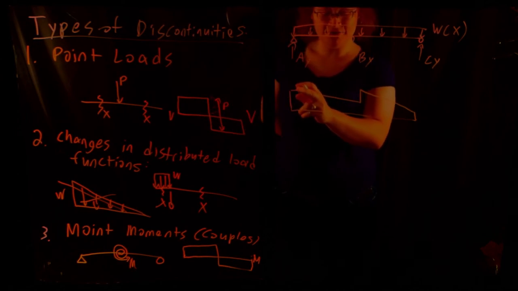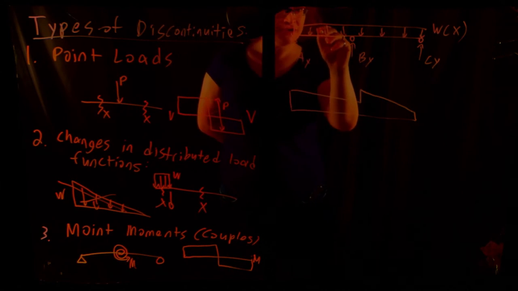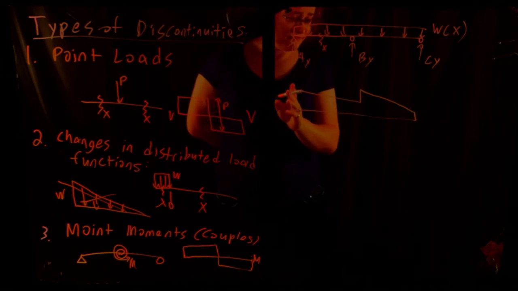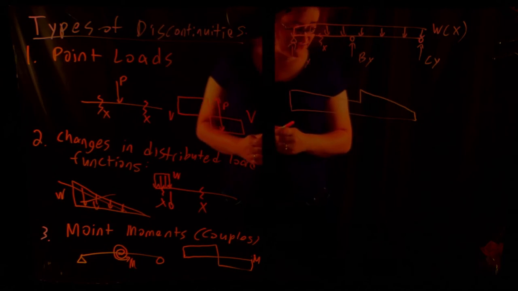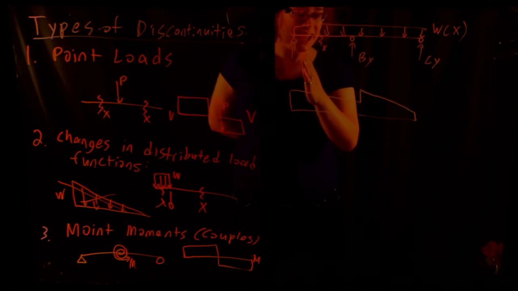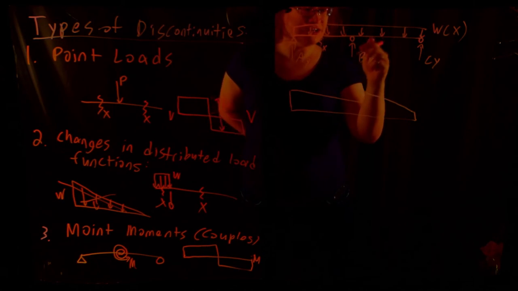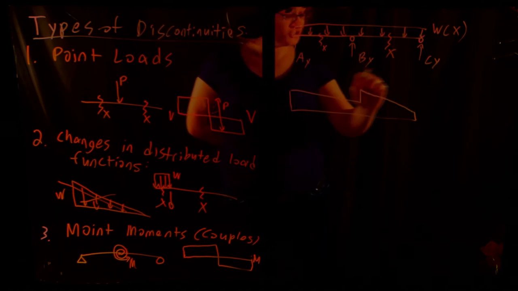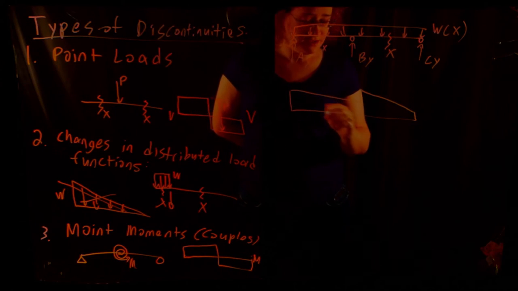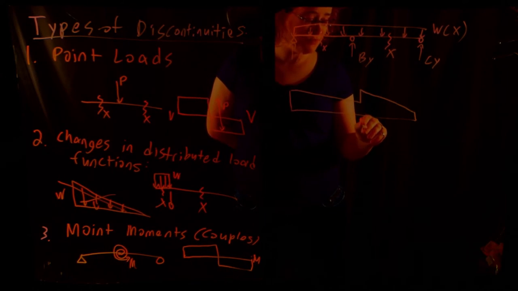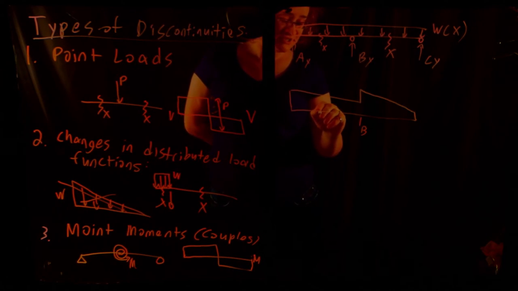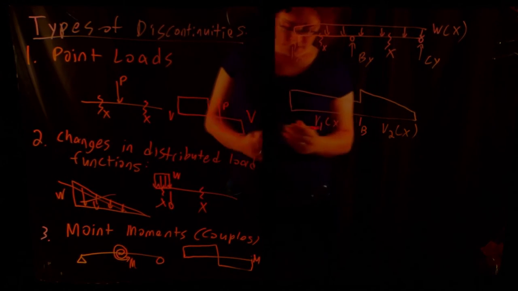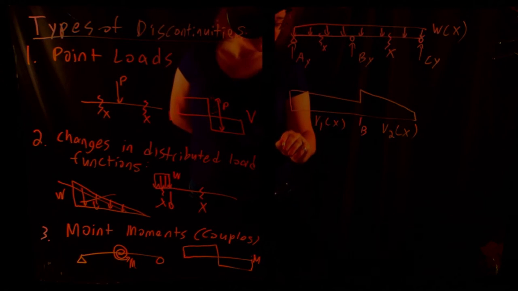So you would have one function from A to B, and if you wanted to find that function by the method of sections, you could just cut it at x. But then that particular piece of that piecewise function would end when you reached point B here. And so then you would need to take another cut somewhere between B and C in order to get the moment function between those two points. So again, you would have a discontinuity here at B, and you would need one function. So you'd have a V1 of x, and then maybe a V2 of x, something like this.